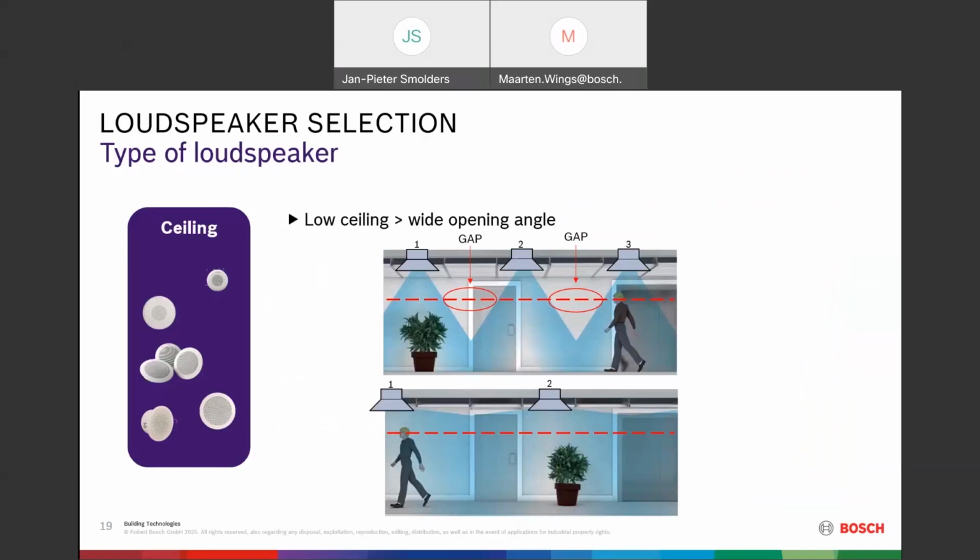Now let's look into a little bit more detail at the types of loudspeakers. Ceiling loudspeaker. Remember, if you have a low ceiling, you will get these gaps in between. So the lower the ceiling, of course, the wider the gap will be. So you need more loudspeakers to cover this gap, or you choose a loudspeaker that has a wider opening angle, like you see in the picture below. So keep that in mind. If you have a lower ceiling, maybe the opening angle or coverage angle of a loudspeaker could be important.